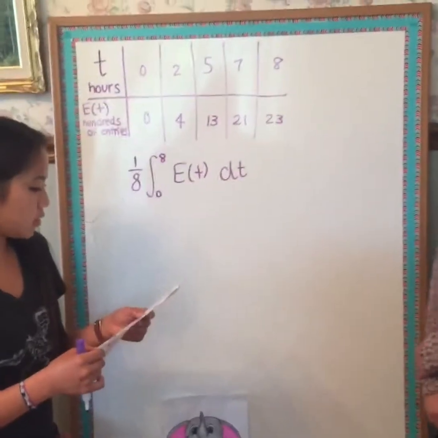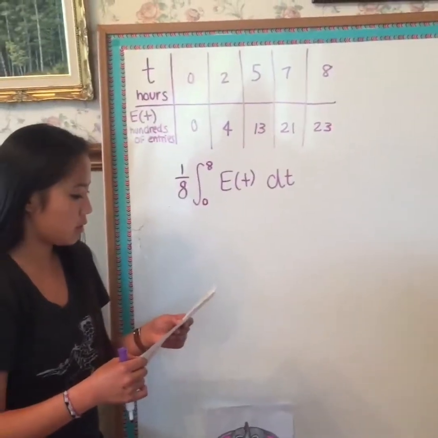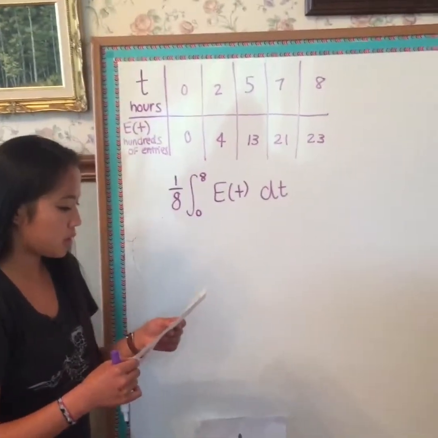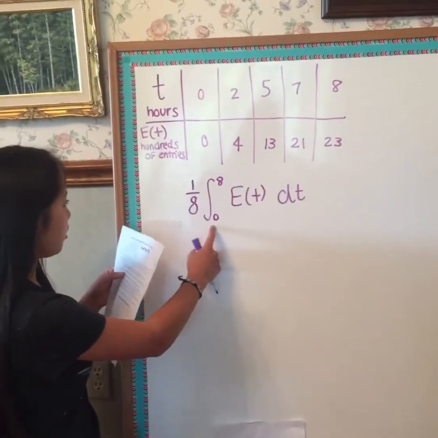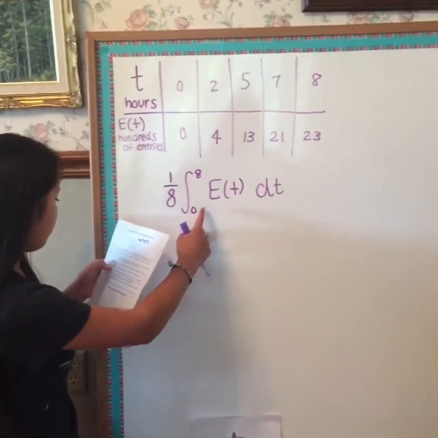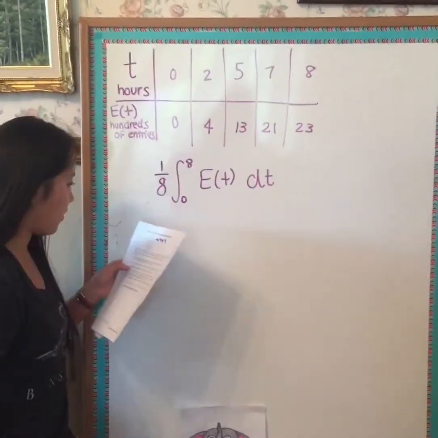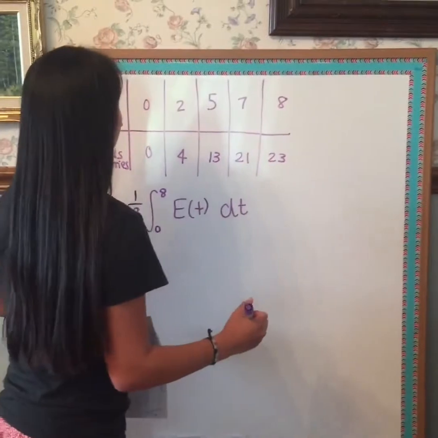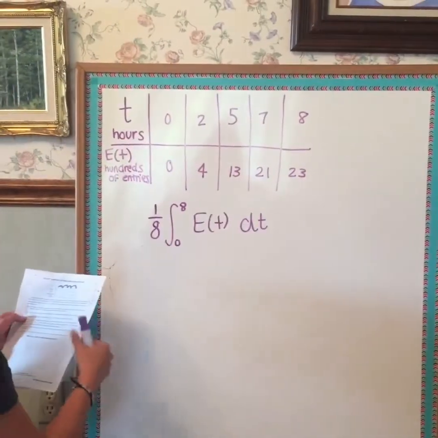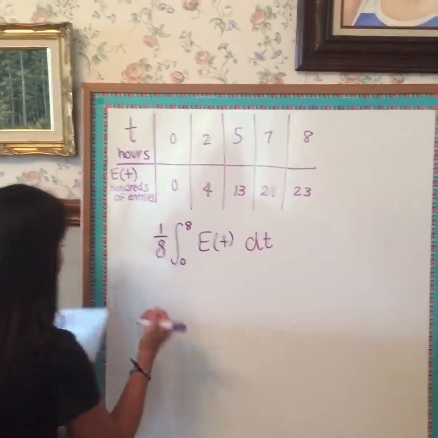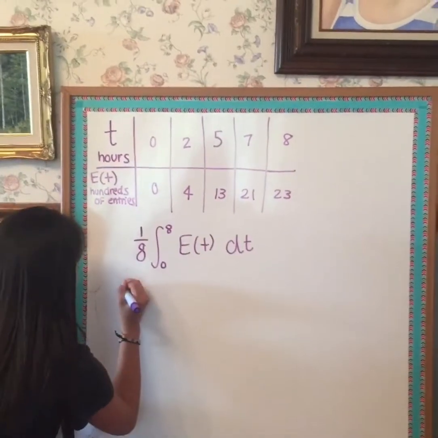So part B said, use a trapezoidal sum with the 4 subintervals given by the table to approximate the value of 1/8 times the integral of E(t) from 0 to 8, and then using correct units, explain the meaning of this in terms of number of entries. So it said use a trapezoidal sum. So from the data given in the table, we use that to find the area of the trapezoids.